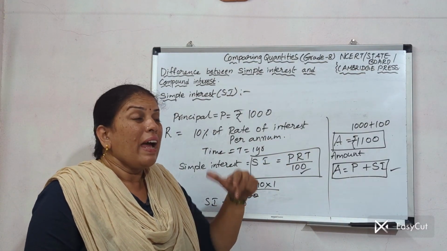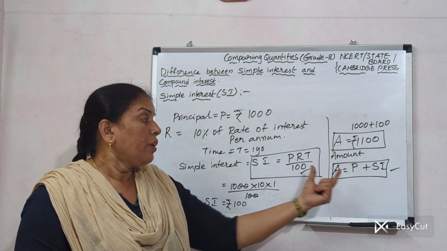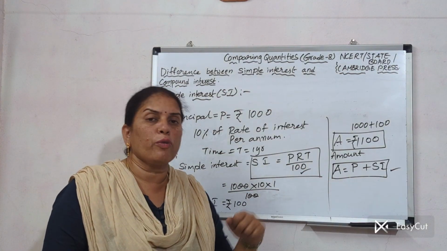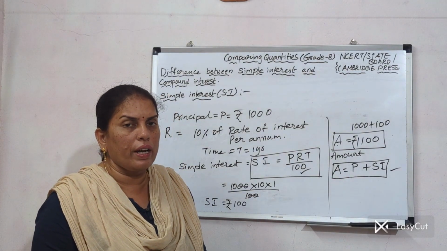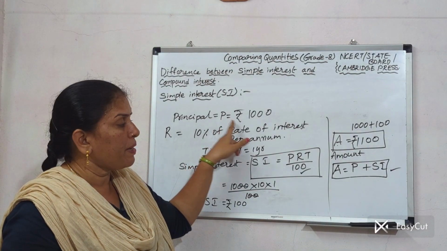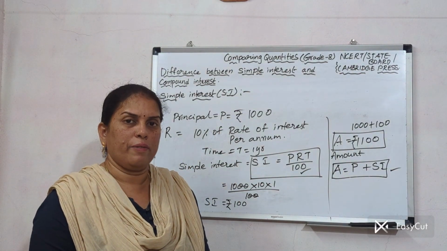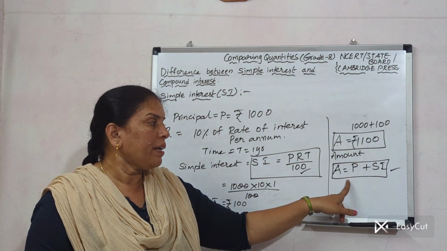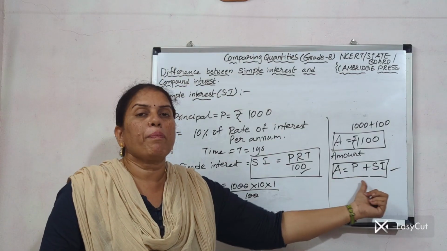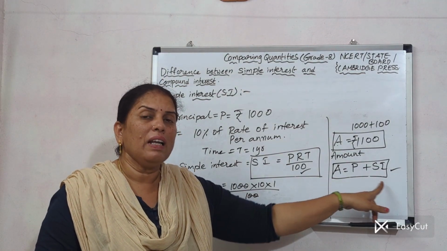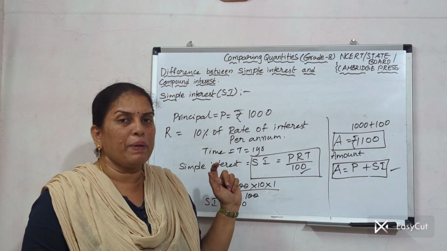All of you understood? The extra amount, how much I took, that is called the simple interest. The total amount I have to pay to my friend is called the amount. A lot of difference is there between principal and amount. This is about simple interest. Simple interest is nothing but the PRT by 100 formula. Amount is P plus SI. P means principal, SI is the simple interest. Understood? This is about simple interest.